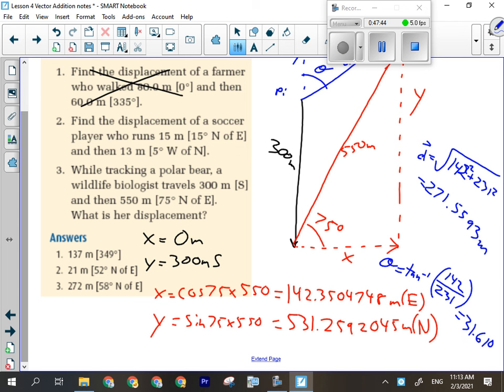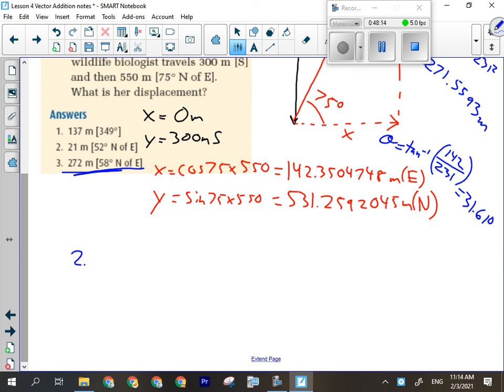Okay, how many significant figures is my answer going to have here? 2. Okay, the 75 degrees only has 2 significant digits. I used it to do some calculating, therefore my final answer can only have 2 significant figures. So I'm going to be looking at a final answer here of 2.7. They did this wrong here. 2.7 times 10 to the 2 meters, at 32 degrees, and that is going to be for me east of north.